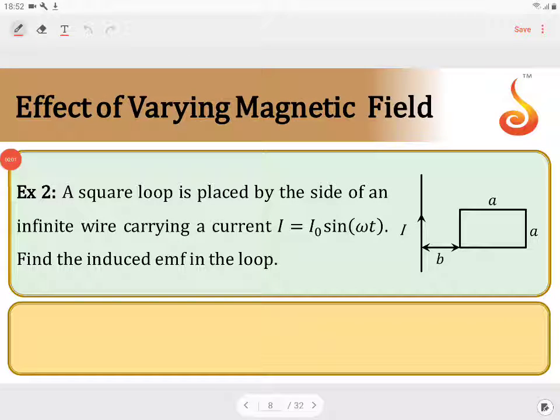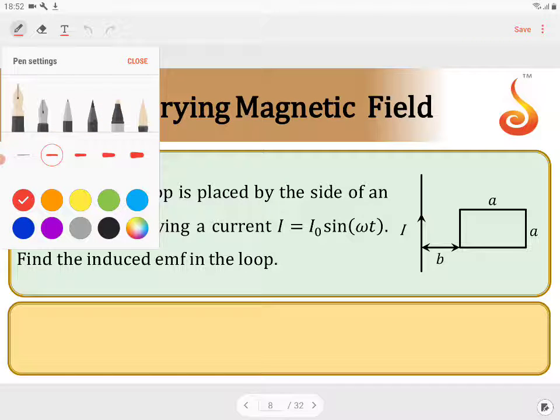A square loop is placed by the side of an infinite wire carrying current I equal to I naught sin omega t. Find the induced EMF in the loop.